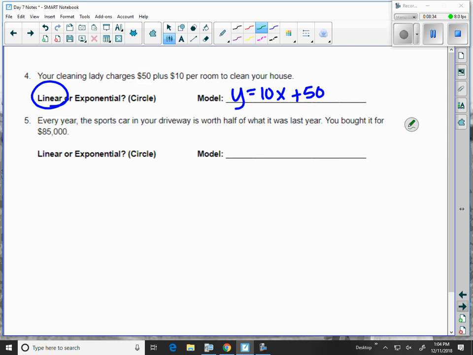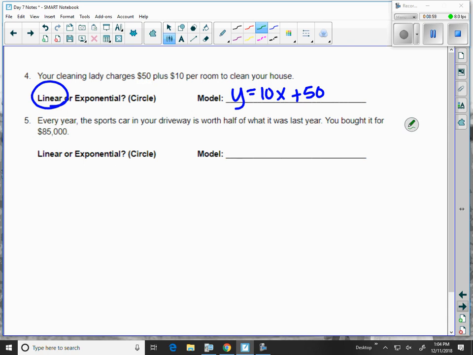Okay, number 5. Every year, the sports car in your driveway is worth half of what it was last year. You bought it for $85,000. So, my question is, is it increasing or decreasing in value? It's decreasing because think about it. If you have $85,000 and the next year it's worth half of that, it's worth less. Do we agree?